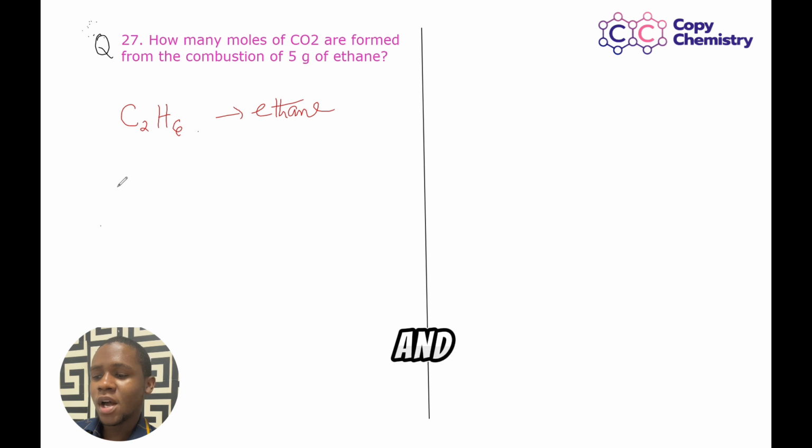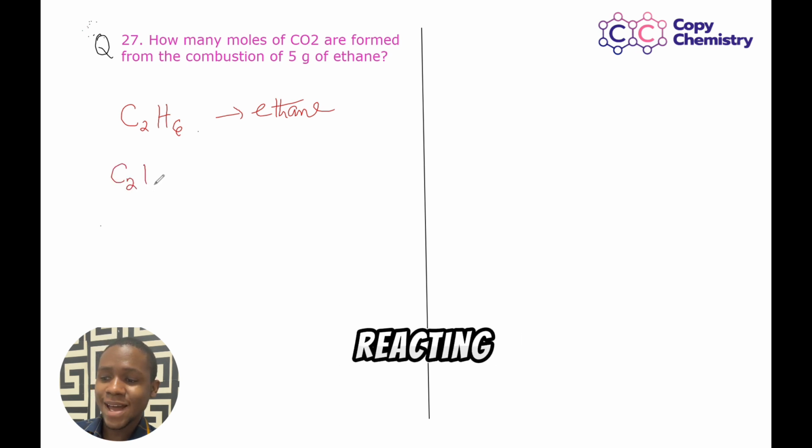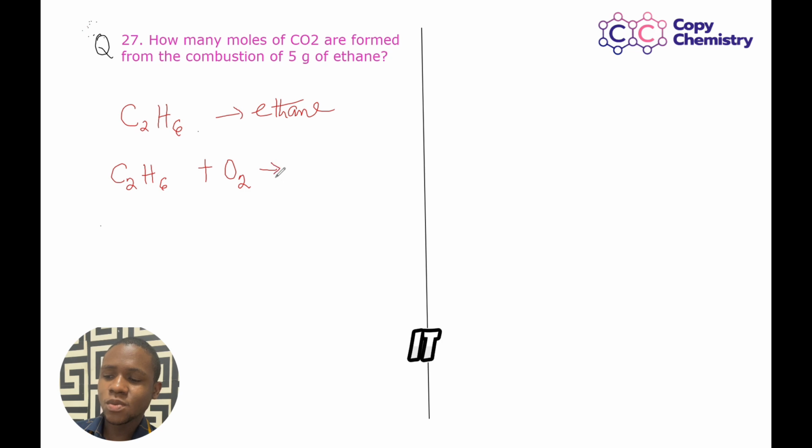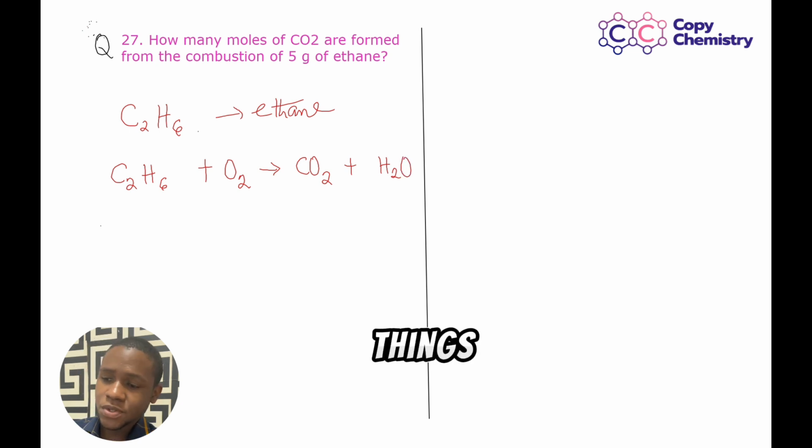That's ethane. And if you're doing the combustion, it means that we are reacting ethane with oxygen, okay? That's what the combustion means in this sense. So reacting it with oxygen, how many moles of CO2 will be formed? Of course, you will form CO2 and you'd also form H2O. These are the two things you form whenever you combust alkanes, alkenes, alkynes, alcohols. You get this and this.